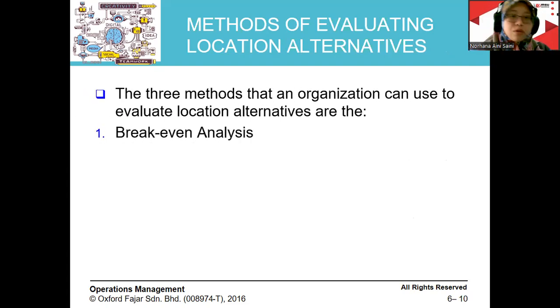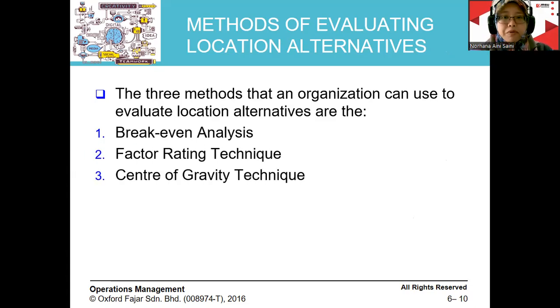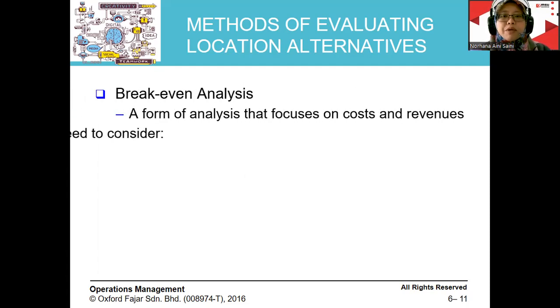Second, let's look at the methods of evaluating location alternatives. Basically, when we talk about methods of evaluating location, it will involve calculation, but we are not going to go deep into this kind of calculation. You just need to know that there are three methods. First, we have break-even analysis, we have factor rating technique, and the last one we have center of gravity technique. So let's look at them one by one.